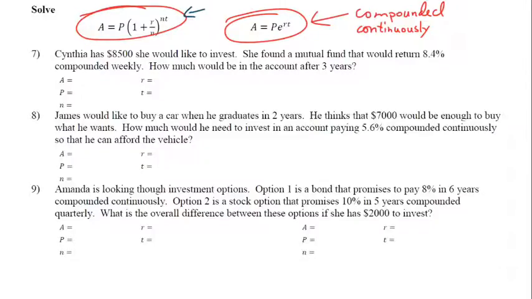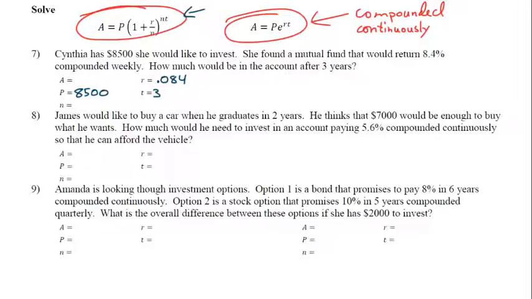Cynthia has $8,500 she would like to invest. She found a mutual fund that would return 8.4% compounded weekly. How much would be in the account after 3 years? So she has $8,500 to invest. Well, that's a starting point. Now she wants to know how much she will have after the 3 years, which is your time. It will return 8.4%. Remember, turn that into a decimal, so it's 0.084. Move it twice.